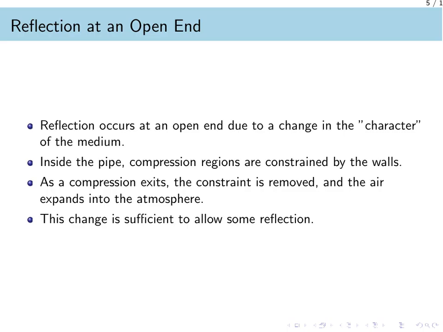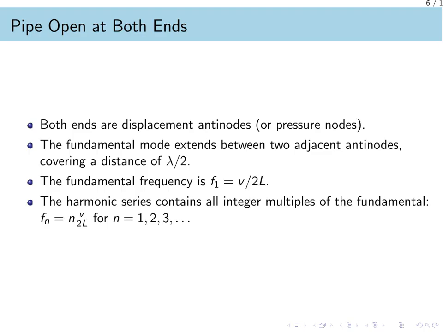You might wonder how a wave reflects at an open end if there is no solid wall. Reflection occurs because of a change in the character of the medium. Inside the pipe, regions of compressed air are constrained by the walls. As a compression exits the pipe, that constraint is suddenly removed, and the air is free to expand into the open atmosphere. This transition provides enough of a change to allow a portion of the sound wave to reflect back into the column. For a pipe open at both ends, both openings act as displacement antinodes.